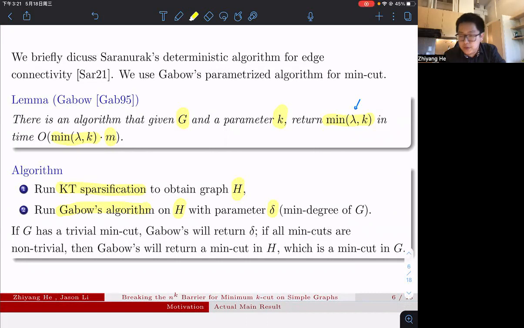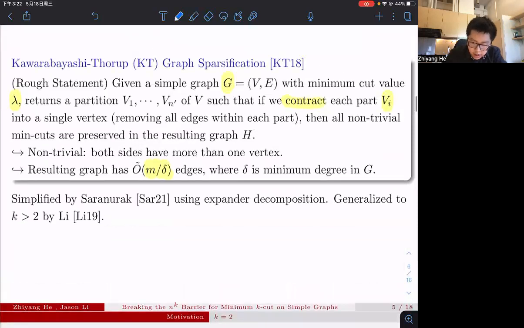So now there are two possible cases, right? If G has a trivial min cut, or a singleton cut, then Gabow's algorithm will return delta, in which case we can just look into all the vertices in G and find the minimum degree one, and that will give us the cut. But what if all the minimum cuts are non-trivial? Then, even though it doesn't state it right here in the lemma, Gabow's algorithm will return a min cut in H, which will be a min cut in G, because by the guarantee of the KT sparsification procedure, all non-trivial min cuts are preserved in H.